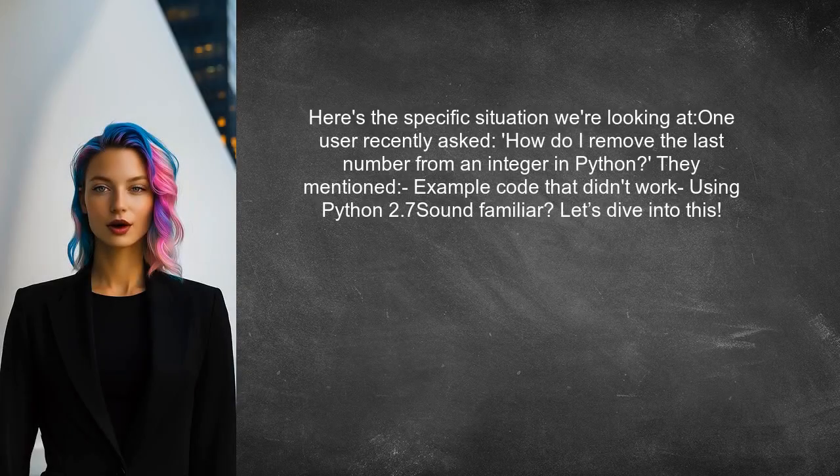Here's the specific situation we're looking at. One user recently asked, "How do I remove the last number from an integer in Python?" They provided an example that didn't work and mentioned they are using Python 2.7. Sound familiar? Let's dive into this and find a solution.